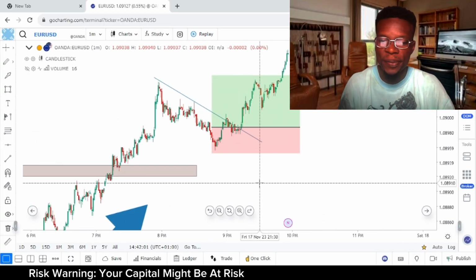So guys, you can see that the price has currently hit our take profit level, and you can see that this is a very, very beautiful setup, and it is a very beautiful win as well. So now let me explain again the reason why I placed this trade.